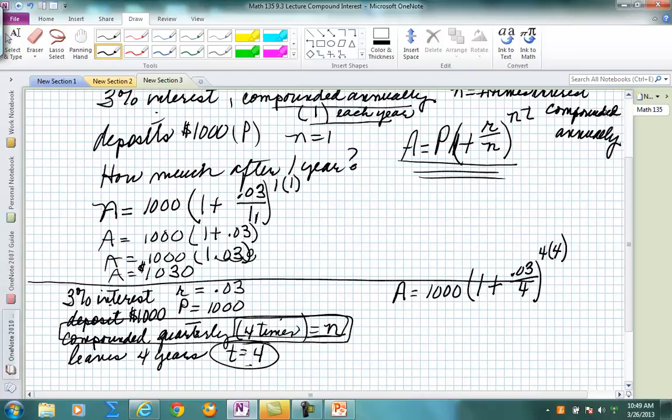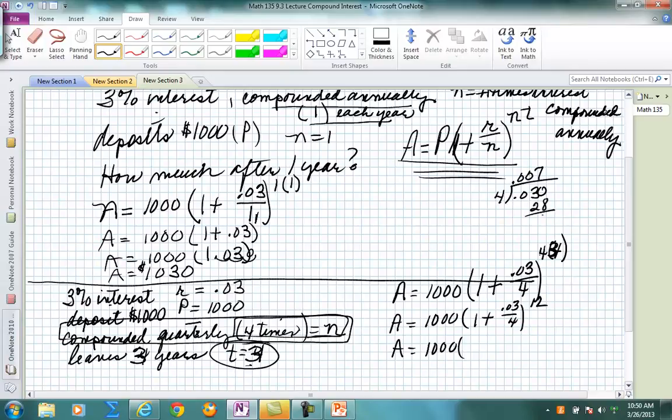So the first thing I'll do is to simplify the power. Four times 3 is 12. I have to divide 4 into 3/100. Bring the decimal up. 4 into 3 goes 0. Add a 0. 4 into 30 goes 7. Add a 0. 4 into 20 goes 5. So that's 1 plus 0.0075, which is 75 ten-thousandths raised to the 12th power.